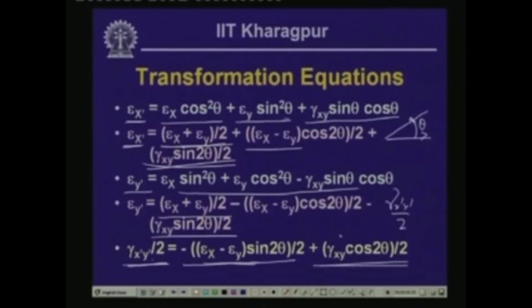Now, let us look into how to find the maximum normal strain. This is the normal strain epsilon x dashed, which is acting in the x direction. What we need to do now is find the value of the maximum normal strain. To do that, if we take the derivative of the strain with respect to theta, we can get the value of the angle at which the maximum normal strain will be oriented. So, let us look into that aspect first.